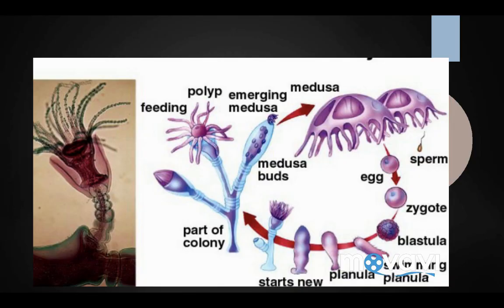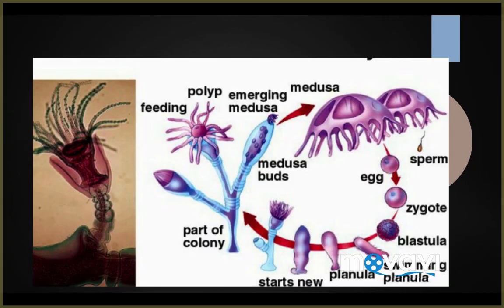So this shows you essentially what its life cycle is like. You can see it's part of a colony. It has that reproductive bud, and coming out of that reproductive bud will be a Medusa. That Medusa will release eggs and sperm. They will fertilize and become a zygote, which becomes a blastula. And that is the planula that will swim until it gets to a place where it will implant and grow into a new colony of Obelia.